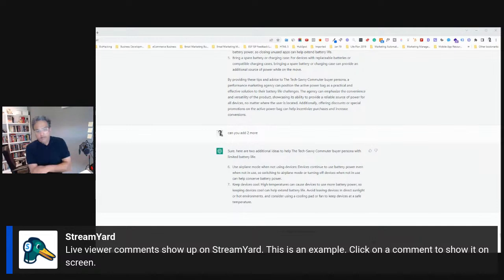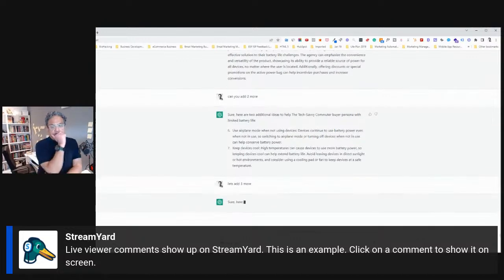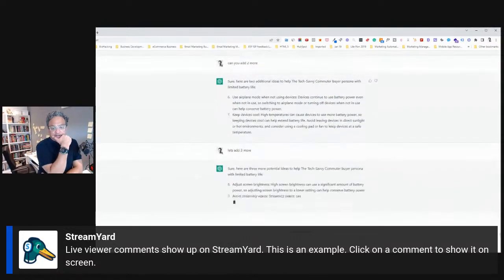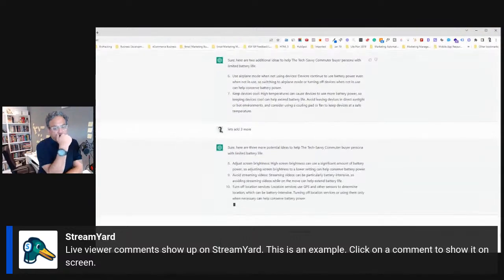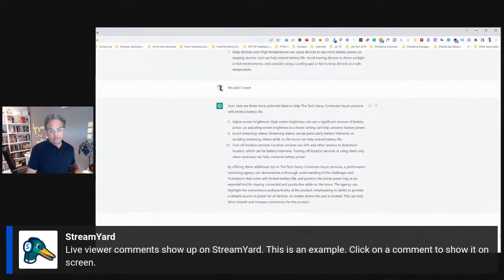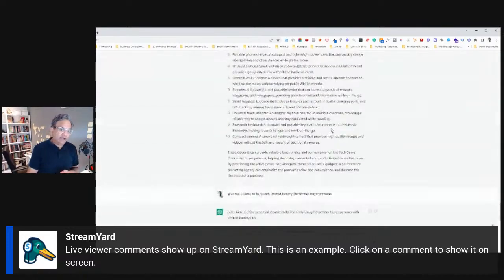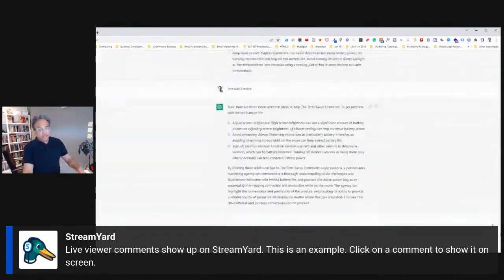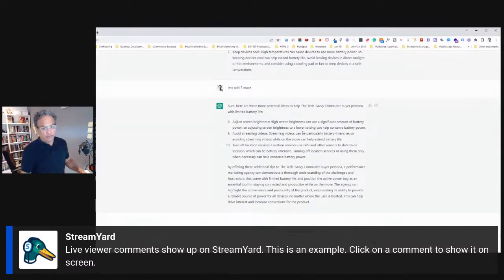Keep devices cool. Interesting. Okay. Let's add 3 more. The idea is if we include 10 ways to save battery life: adjust screen brightness, avoid streaming videos, turn off location services. See, we are helping them save battery life. So the checklist of things that they can do to save battery life, or else get our power back. So that's kind of where we are going with this.